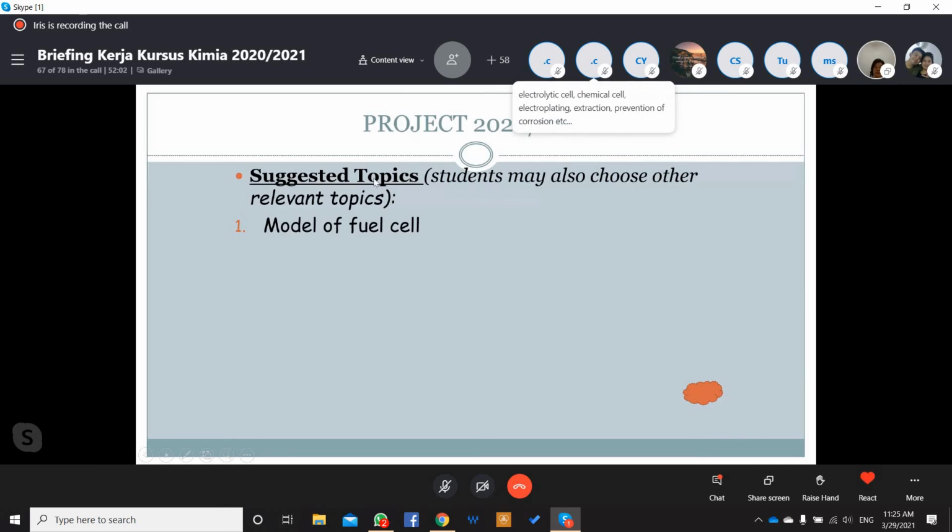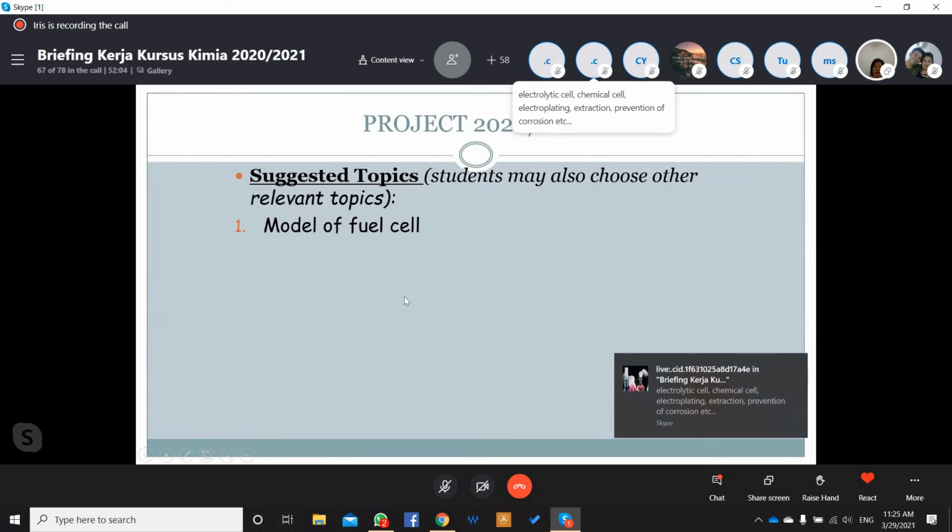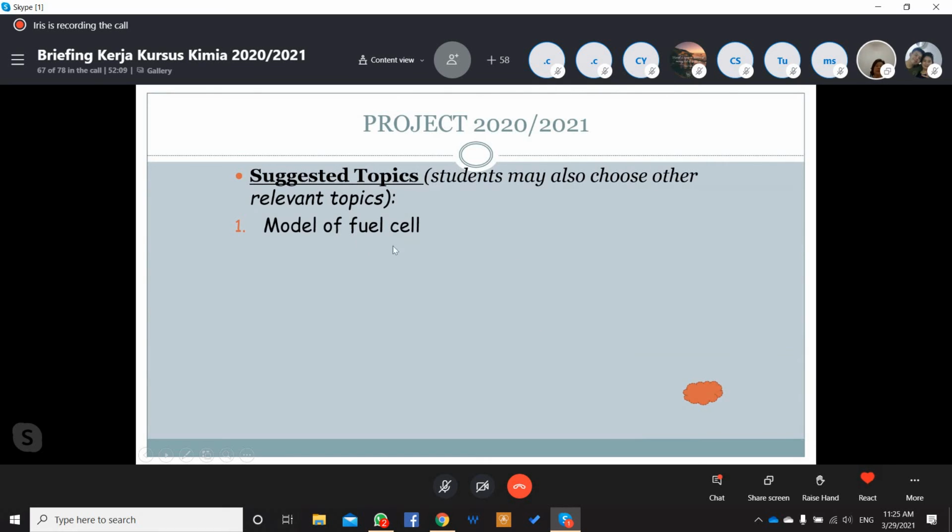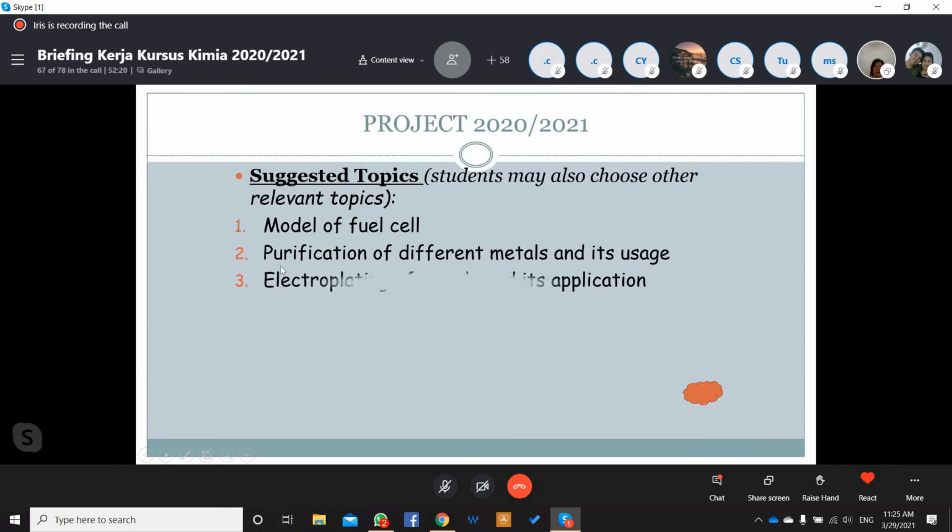Suggested topics, this one is all already in your PDF. You can do a model of a fuel cell. So let's say you don't know what a fuel cell is, search now. You can do purification of different metals, and after purification, what is its use. So find out how to purify impure metal. Electroplating of metal and the application. So how to carry out electroplating.